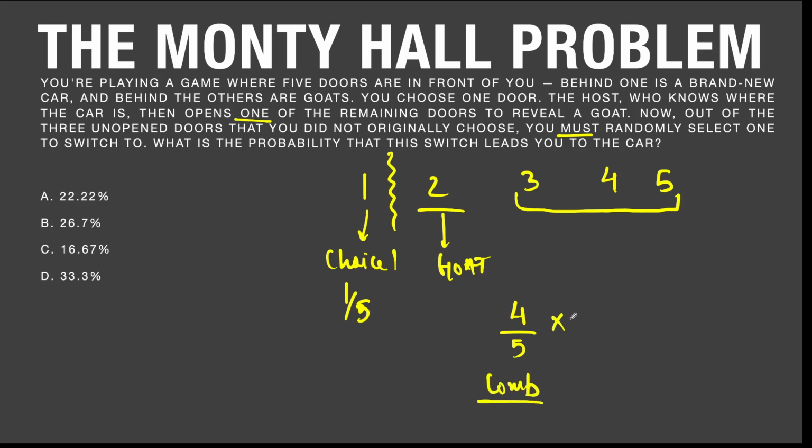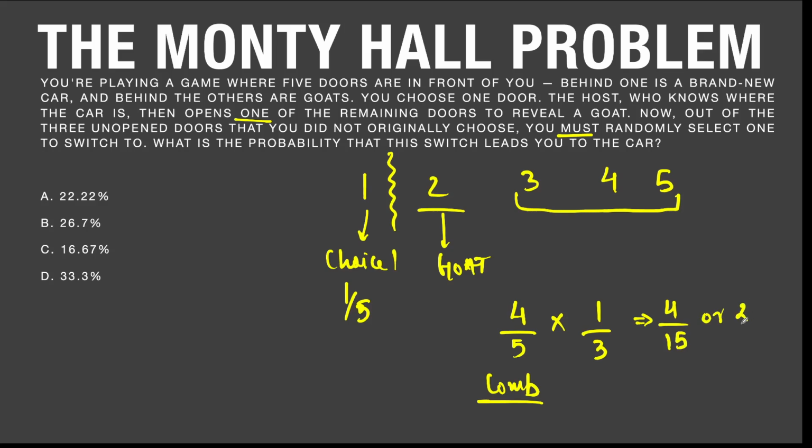We'll have to multiply it now with the number of real choices we have. The number of real choices we are left with is a total of 3 choices. And out of those 3 choices, the probability of you now getting a car is going to be 1 by 3. So this situation comes out as 4 by 15.